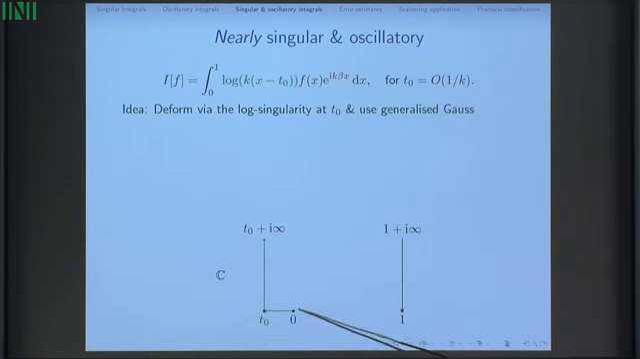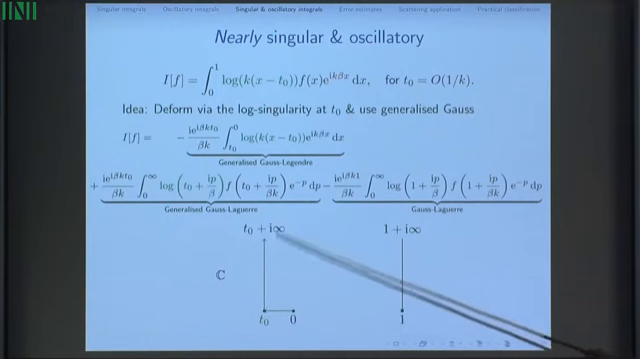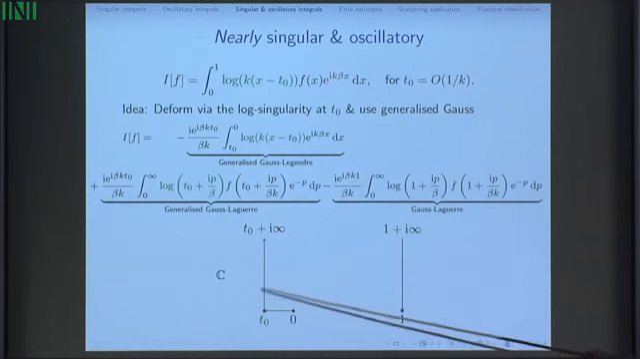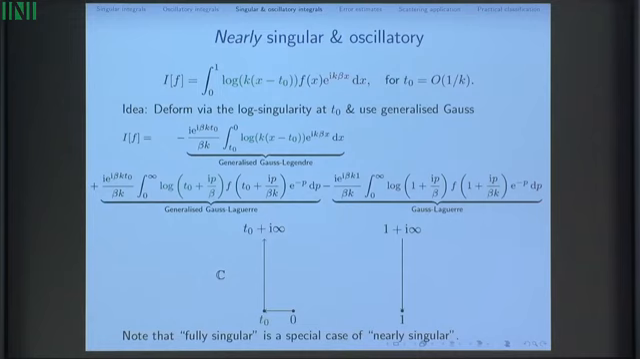So what we do is we use generalized Gauss-Legendre along this path, which is perfect for a logarithmic singularity and no oscillations. And then it's the same as on the previous slide. Along this path, we have generalized Gauss-Legendre, which handles the logarithmic singularity and converts the oscillations into exponential decay. And then this path is, again, standard numerical steepest descent. I should point out at this point that the fully singular case on the previous slide is really just a special case of the nearly singular case that I'm talking about on this slide, where t0 is equal to 0, and this integral will vanish.